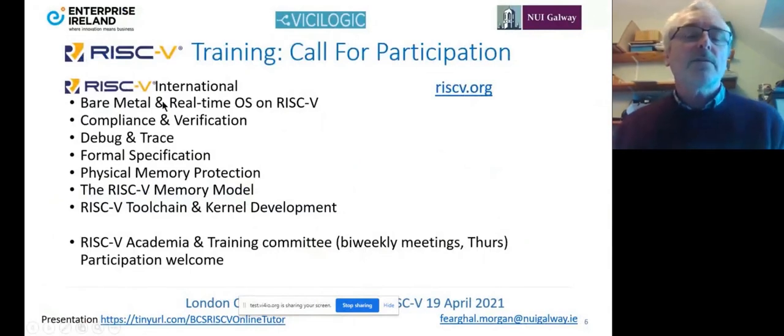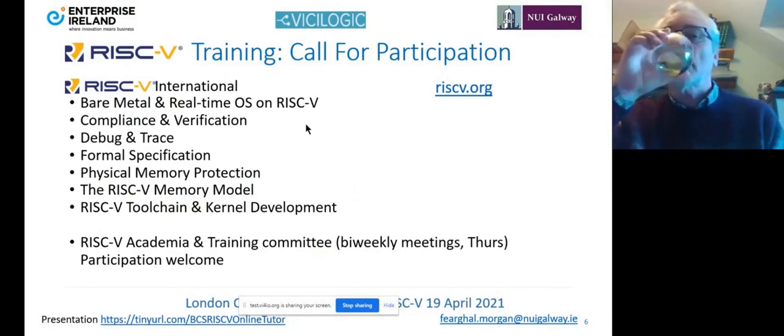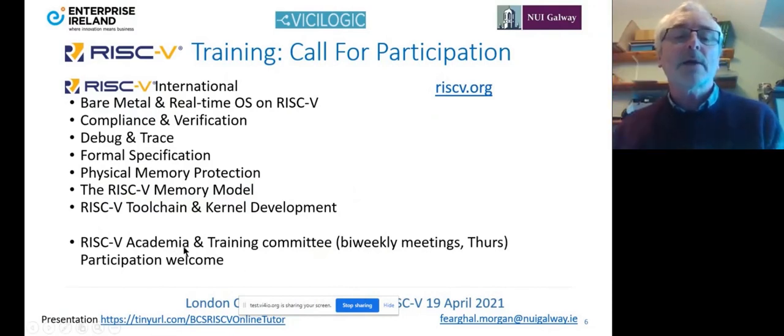RISC-V is calling for courses because the industry and the community need these courses. There is an academic or an academia and training committee coordinated by RISC-V International. There are bi-weekly meetings. If anyone is interested in training or finding out about training and trying to help pull the various courses that exist at all levels into a place where people can connect with to show what they have and also to find what's there, please join the committee.